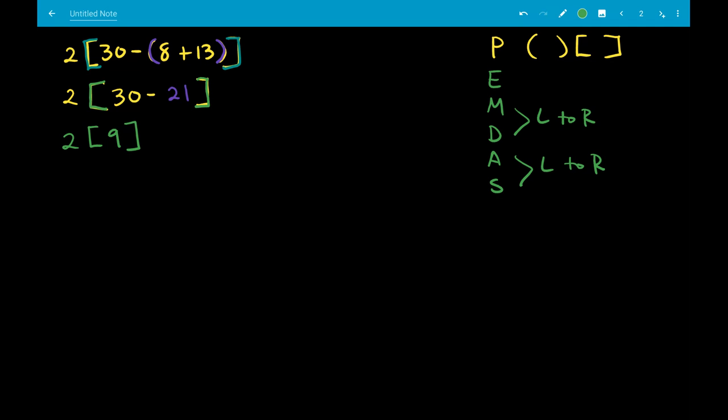So I subtracted within the brackets, and now I just multiply. 2 times 9, the brackets mean multiply. 2 times 9 is equal to 18.